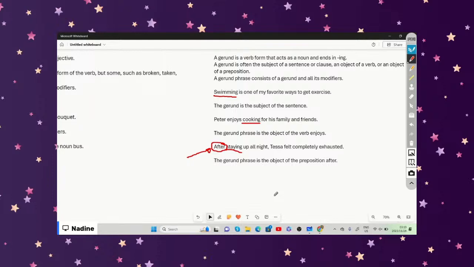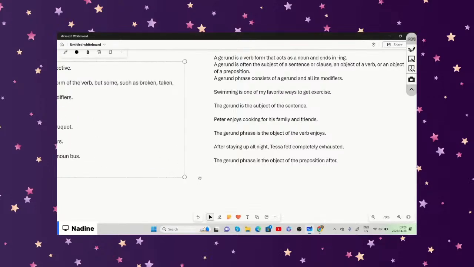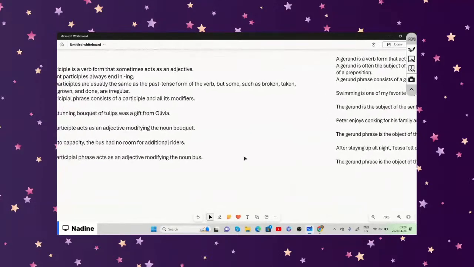Remember, we said that a gerund is a verb form that acts as a noun and it ends in ing. And a gerund is often the subject of a sentence, like in the case of swimming is one of my favorite ways to get exercise. It can be an object of a verb, or it can be an object of a preposition. Staying, cooking.